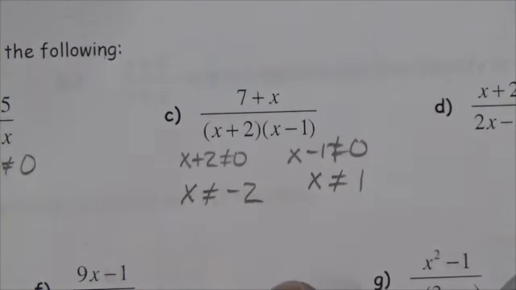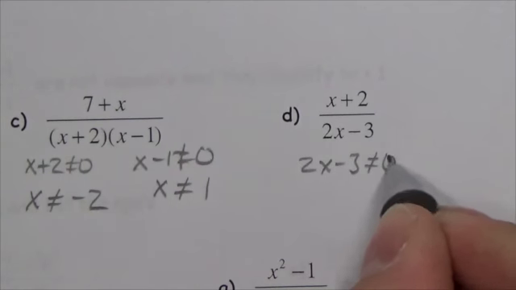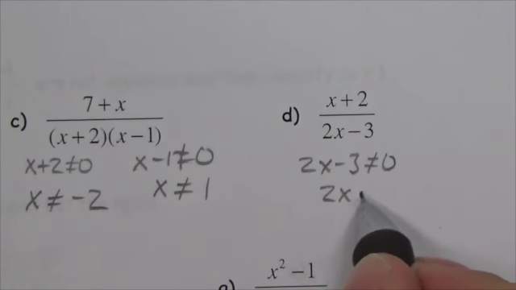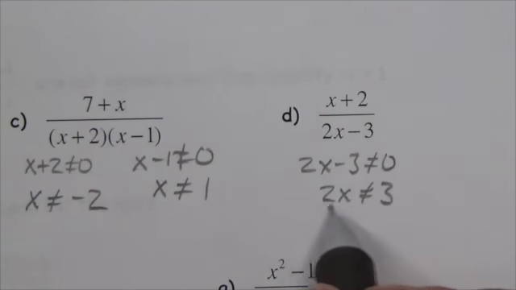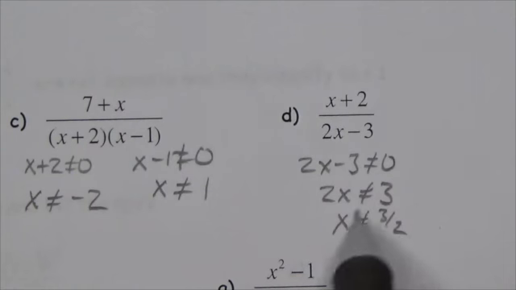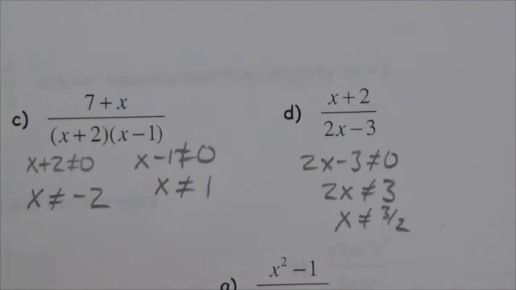Here, again, there's just the one term in the denominator. It's a little different than the previous ones, though. We've got one more step here. Just look at it like this. 2x minus 3 can't go to 0, which means 2x can't equal 3. But now I've got another step here. I can't allow x to equal 3 over 2. I'm going to divide both sides by the 2 to get that final result, final non-permissible.